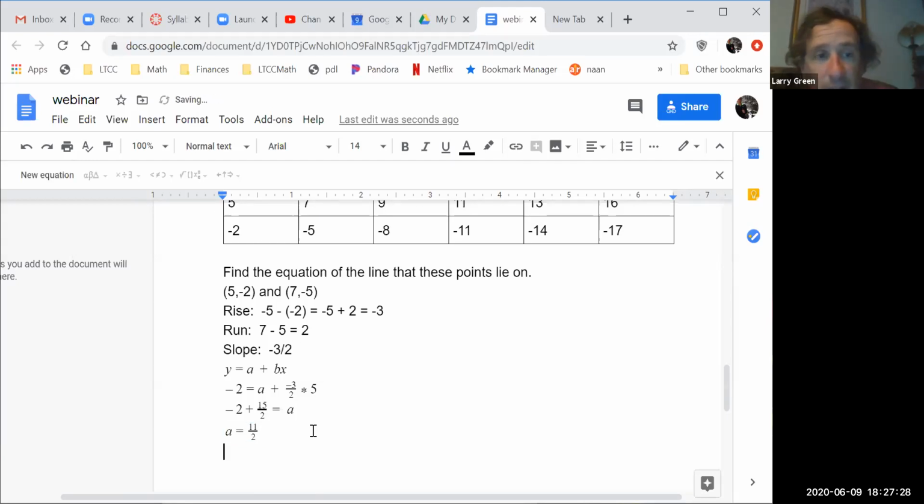And now I can put it all together. I'll copy and paste so we can go with what the equation is. We know y is supposed to be a plus bx. So I'm going to take the a, which is 11 halves, and replace a with 11 halves. And then b was -3 halves. So plus bx makes it a minus 3 halves x.